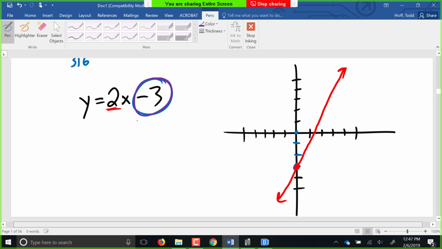So this value here that was added or subtracted, that's our starting point, or initial point, is called the y-intercept. It's called that because here's the y-axis. If you look at the y-axis, that's where it intercepts or crosses the y-axis, is at negative 3.